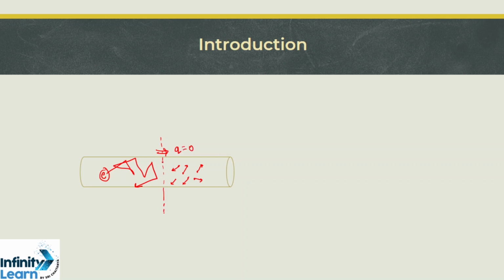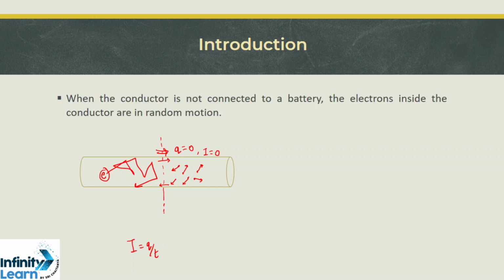This means the amount of charge that has crossed from the left section to the right section is equal to the amount of charge that has gone from the right section to the left section. So the net charge is 0, and therefore the current flowing is equal to 0, because current is defined as charge per unit time. This is what we discussed: when the conductor is not connected to a battery, the electrons inside the conductor are in random motion.